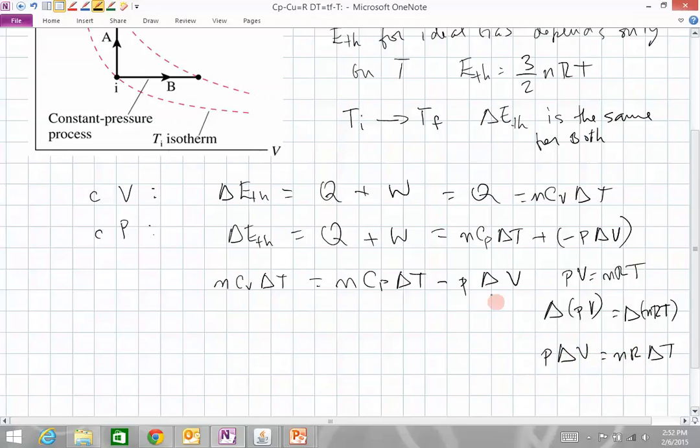So now I can put this back in here and I get that n Cv delta T is equal to n Cp delta T minus nR delta T. And then I can cancel the delta T's and the number of moles, and I get that Cv is equal to Cp minus R, or Cp is equal to Cv plus R.